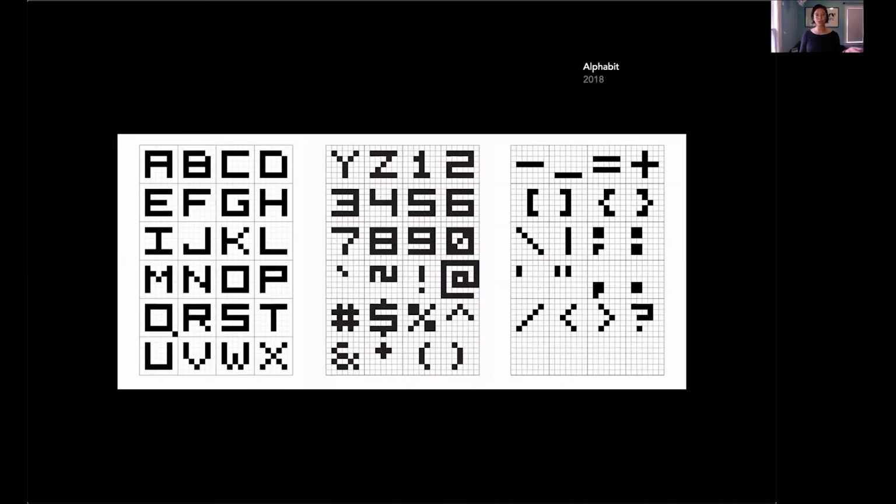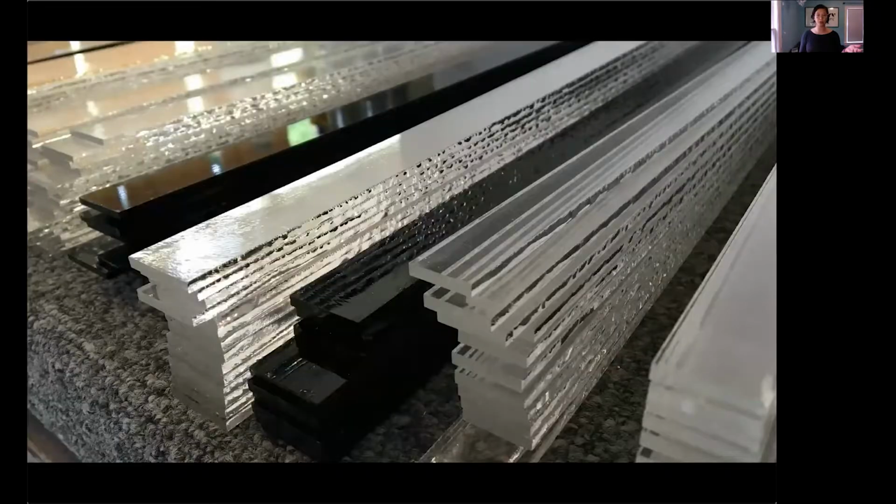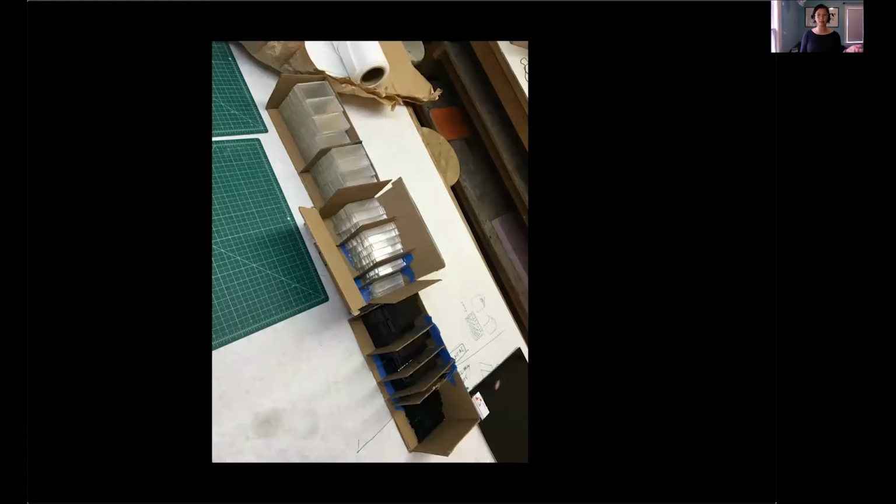So some process shots. I sort of start with mechanical drawing. I slice lots and lots of clear and black glass that all gets organized. This is Mother's Day a couple of years ago. I cut 1,000 pieces of glass on Mother's Day.